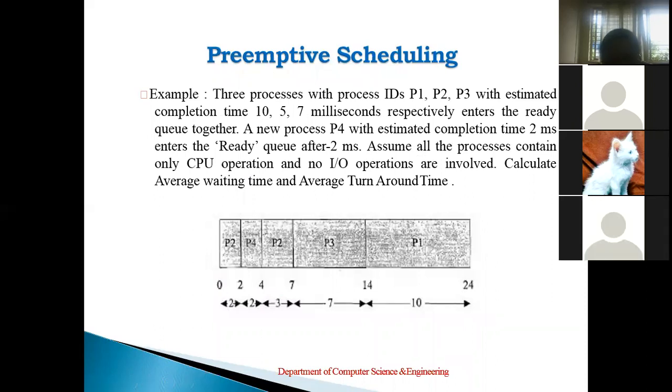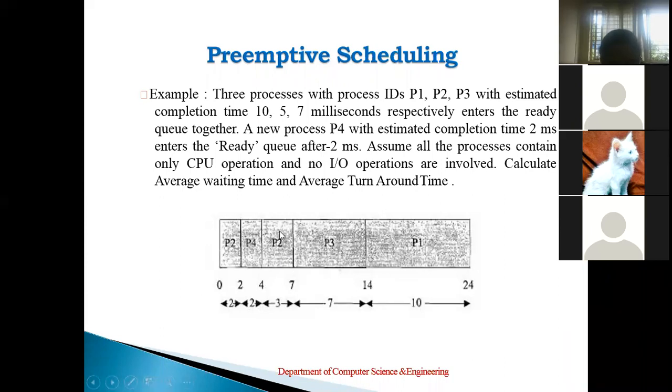Okay. How is it 14? See the diagram and tell me, how many processes are executed before? Three processes. Which are those? P2, P3 and P4.